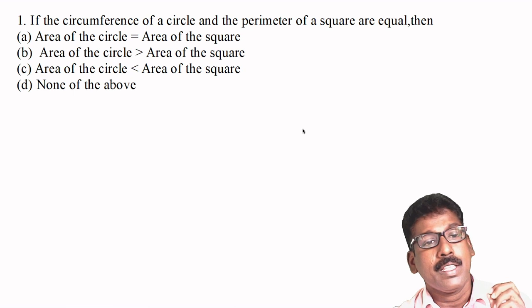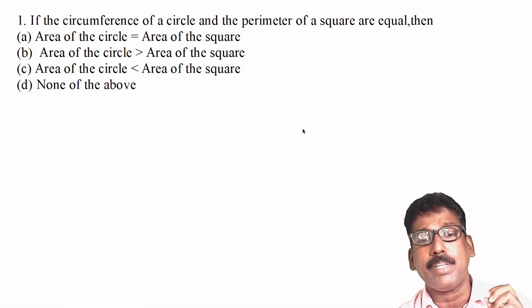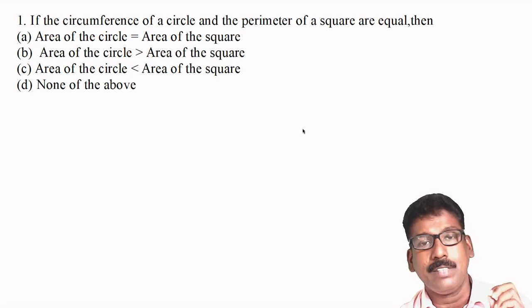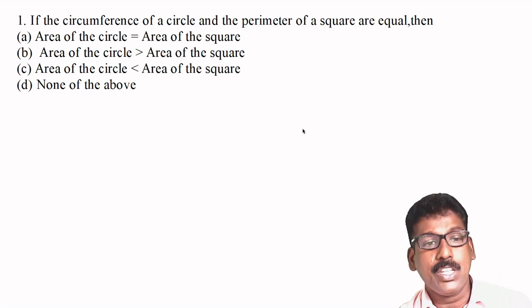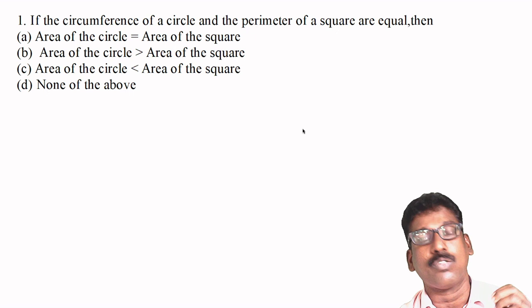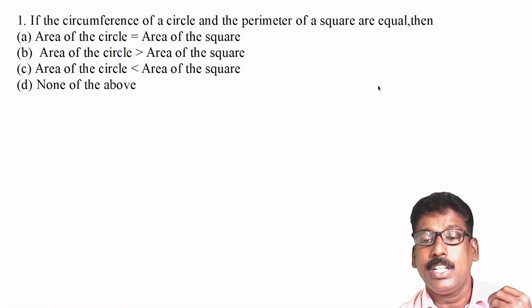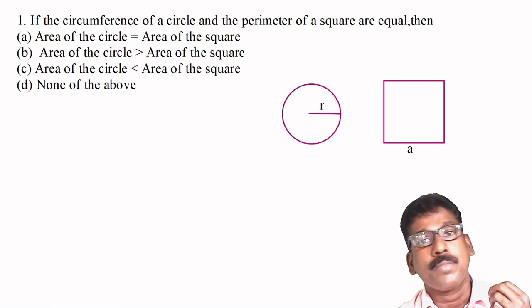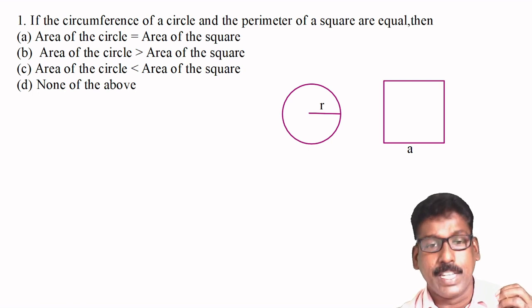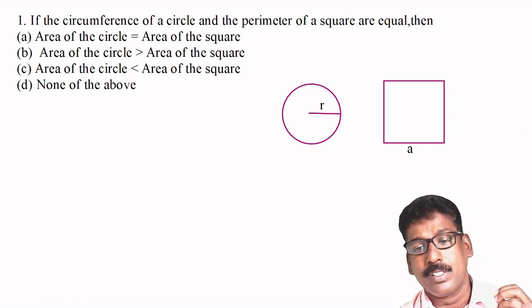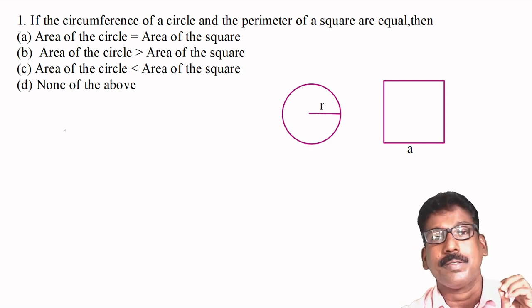If the circumference of a circle and perimeter of a square are equal, then area of the circle is equal to area of the square, area of the circle greater than area of the square, area of the circle less than area of the square, none of them. Now let us look at the figure. Here, a circle with the radius r and a square of side a is given.